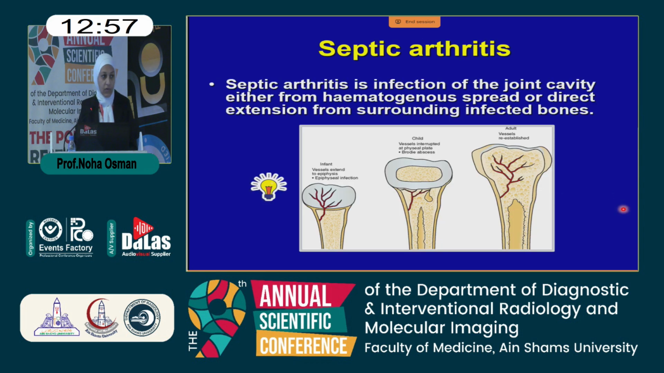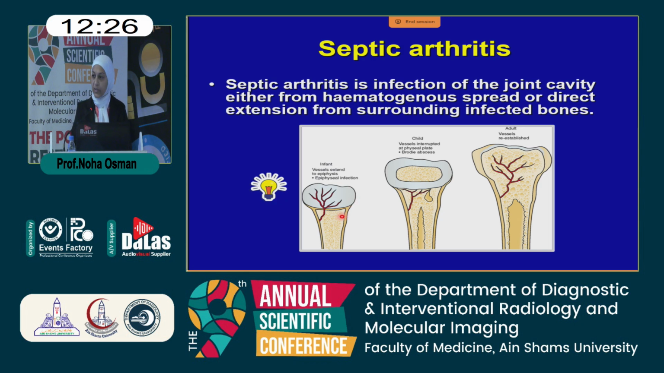Another category of complications is septic arthritis, which is infection of the joint cavity, either from hematogenous spread or direct extension from the surrounding infected bone. In this diagram, I'd like to share with you the blood supply of the bone. In the neonatal period and early infancy, the blood supply enters the bone at the metaphyseal region, and it directly spreads into the cartilaginous epiphysis. So the epiphysis shares the blood supply with the metaphysis.